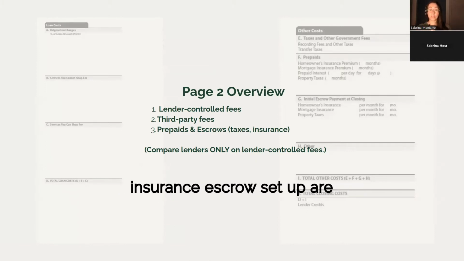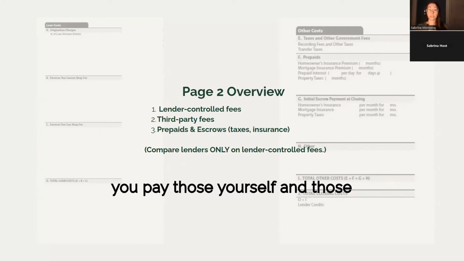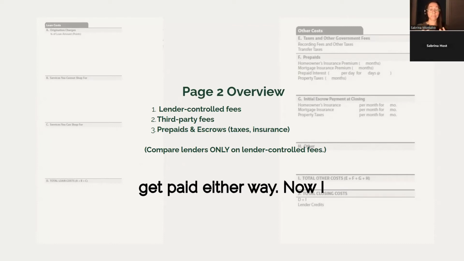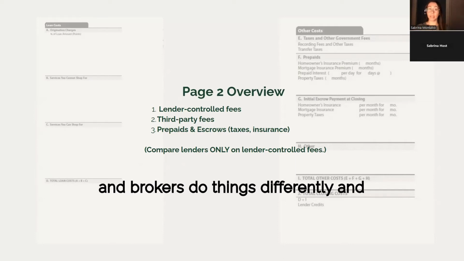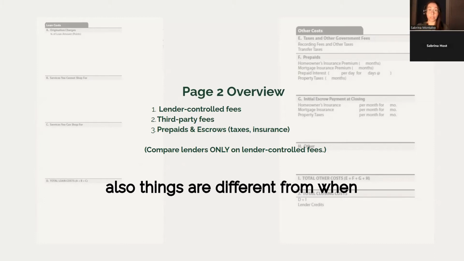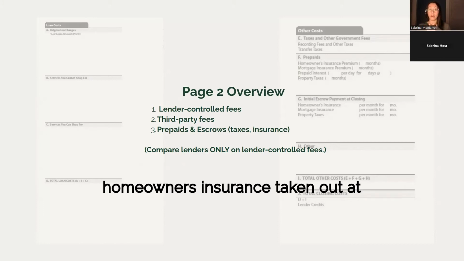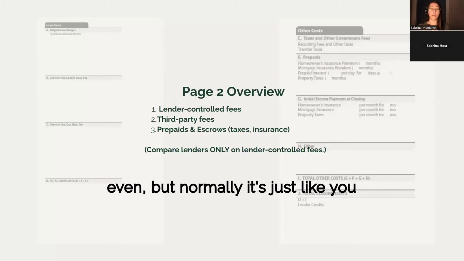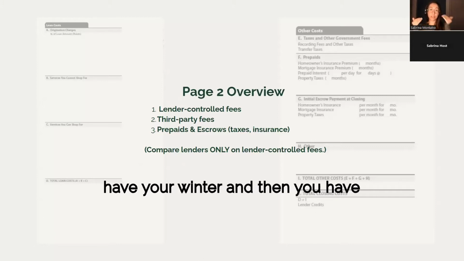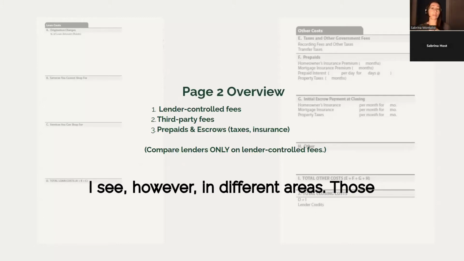Taxes and insurance and escrow setup are not a lender decision, because ultimately you pay those yourself and those get paid either way. Now, I will tell you that some lenders and brokers do things differently, and also things are different from when you will actually have payments come out, because everybody has their homeowners insurance taken out at different points in the year. The taxes as well, each state can vary even, but normally it's just like you have your winter and then you have your summer taxes, is what I tend to see. However, in different areas, those can look a lot different.